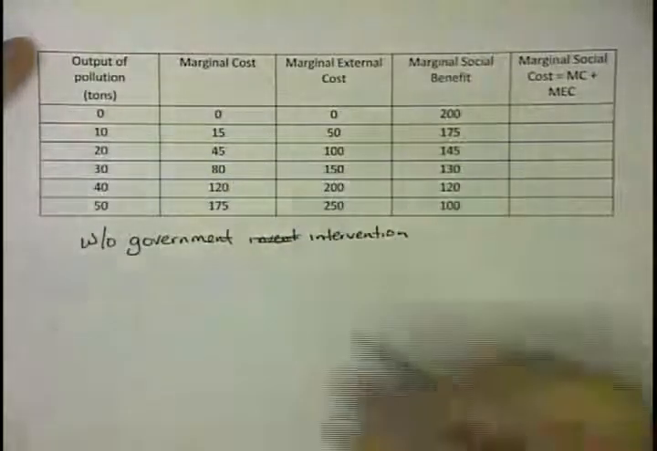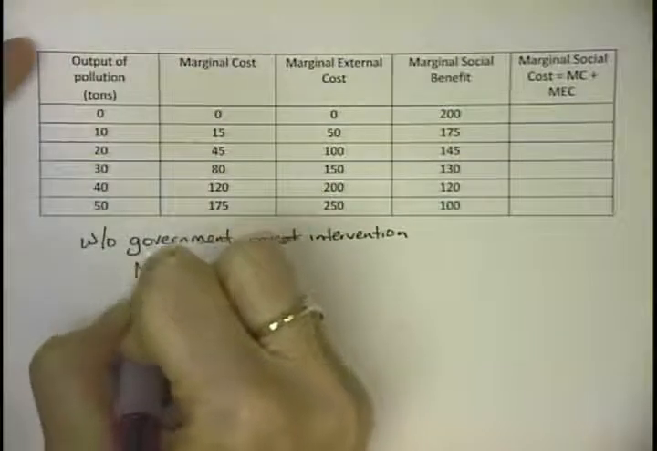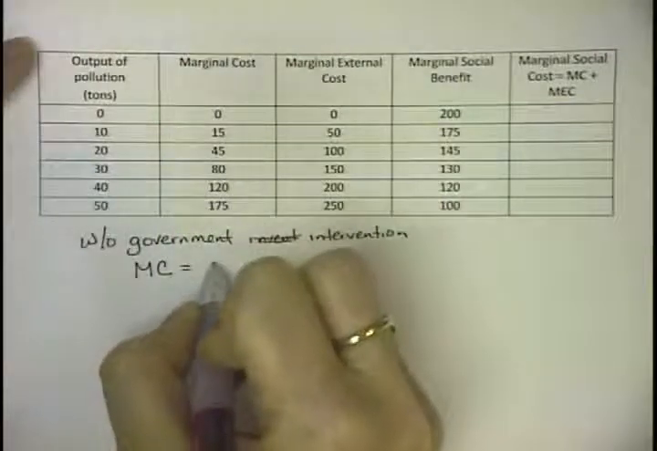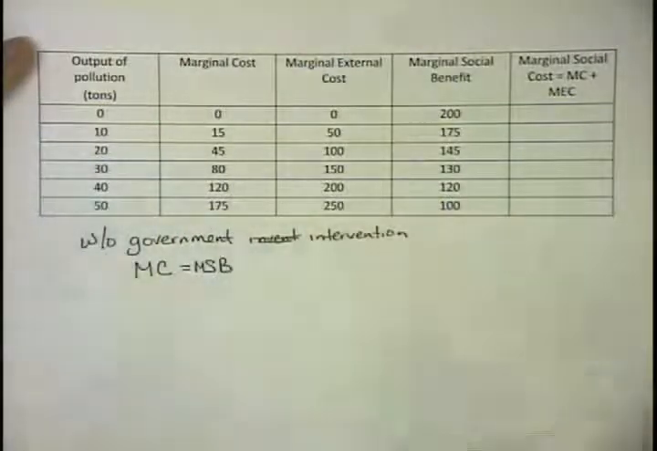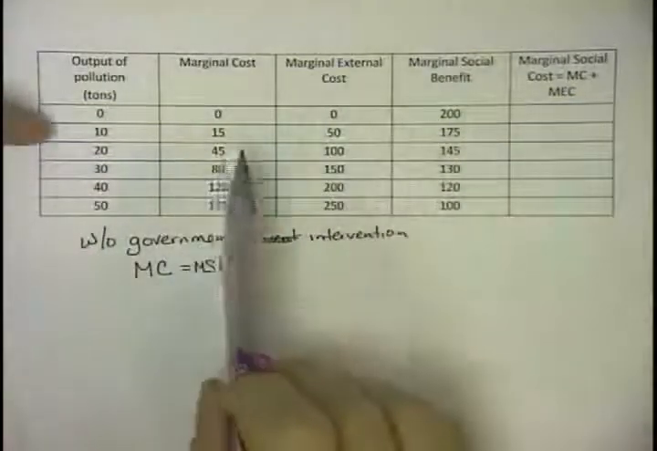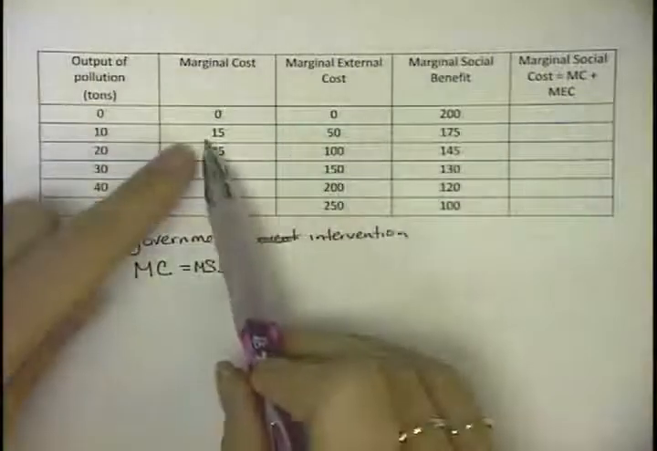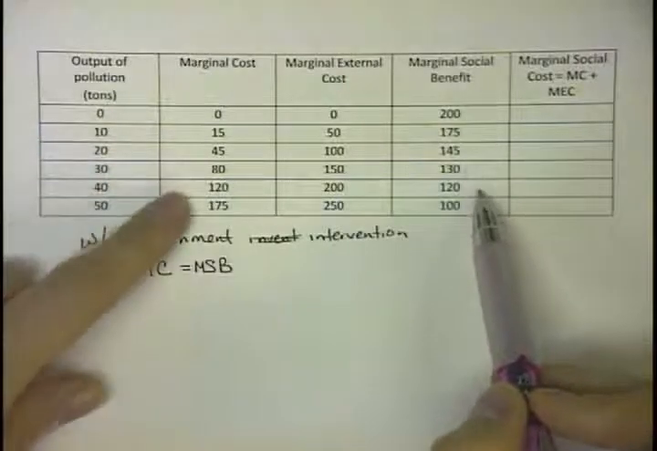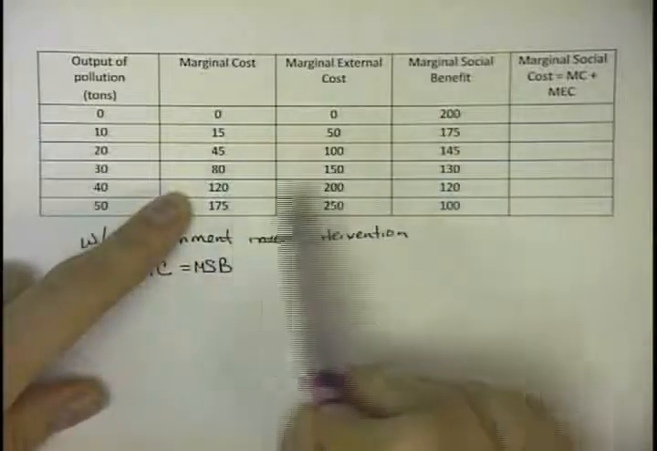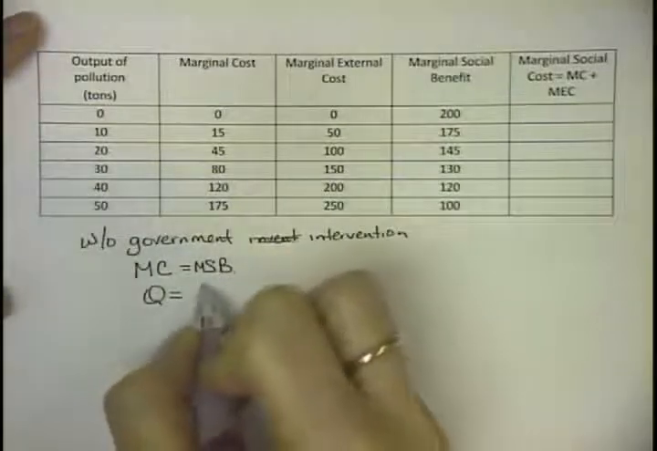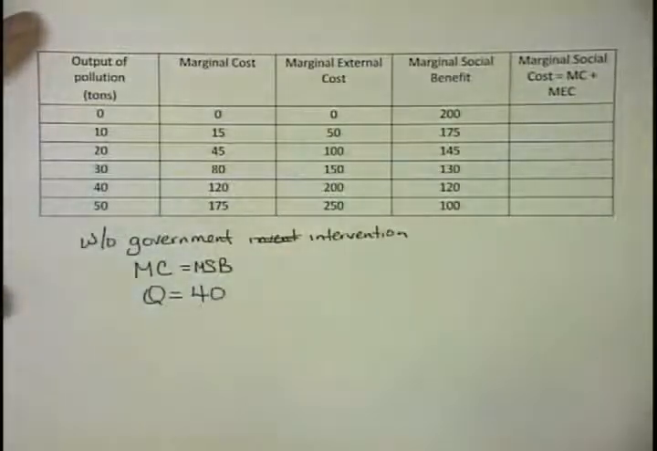Without the government stepping in, we're going to end up where marginal cost, just the cost to the firm, is equal to marginal social benefit. So let's see where that's going to turn out to be. Marginal cost is this column, marginal social benefit. So not there, not there, not there, not there, there. At 40 tons of pollution, we are going to see marginal cost equal to marginal social benefit. So our Q is going to be 40 tons.